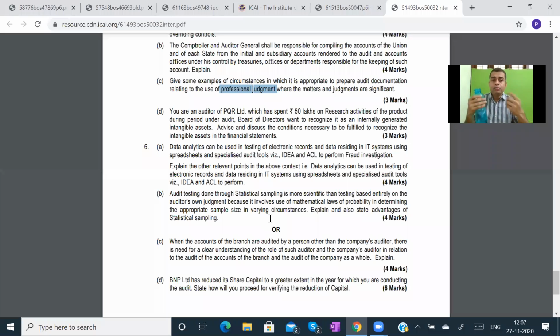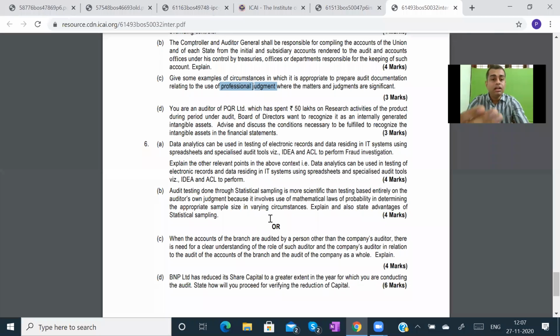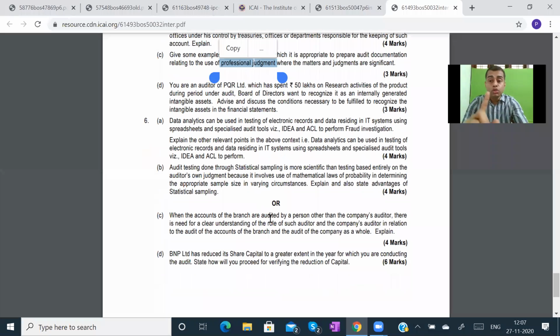Hello, tell me some examples. SA 230. In audit documentation, what are the points to be included relating to the auditor's professional judgment? Well, but only if you read, you will tell. Read D point, ma. Read 230 again, okay.